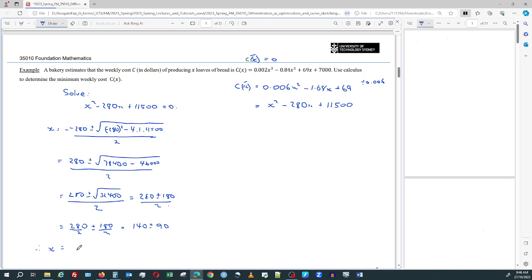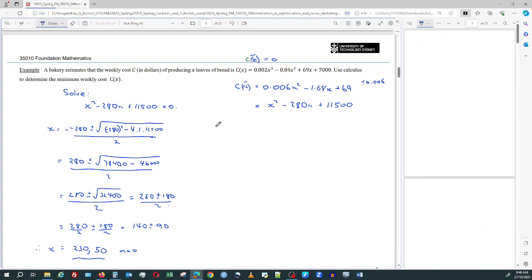x is equal to 140 plus 90, which will be 230. And it's also equal to 140 minus 90, which will be 140 minus 100 would be 40, so it's 10 more, 50. So there are two values. Okay, two values at which the derivative is equal to 0. Now, which one's a max and which one's a min?